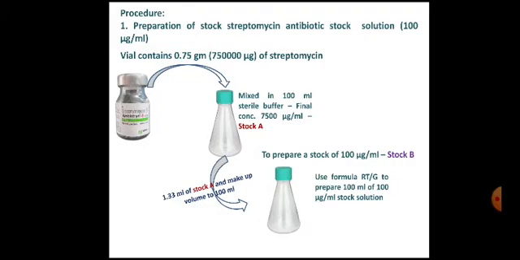7,500. So if you do the calculation using that formula, the value will be 1.33 ml of stock A you have to take and make the volume up to 100 ml. That will give you a stock B having a concentration of 100 micrograms per ml. Now this stock B having 100 micrograms per ml will be your working stock.